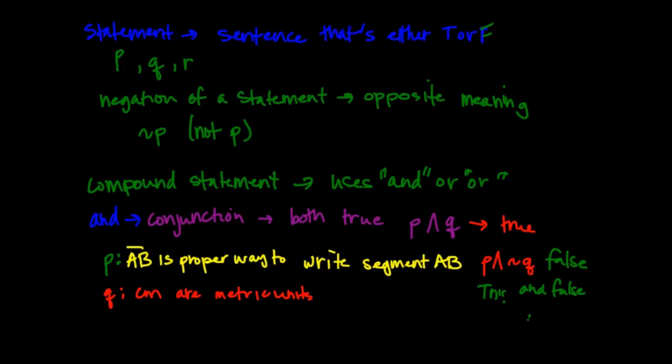All right, let's talk about or statements. These are called disjunctions. Only one has to be true. So it's true if one statement is true. So at least one statement is true. That means they can both be true and it's true, but just one has to be true.